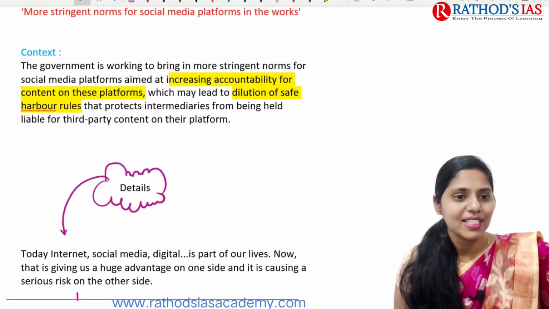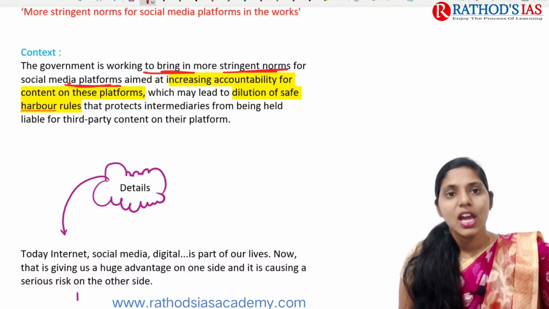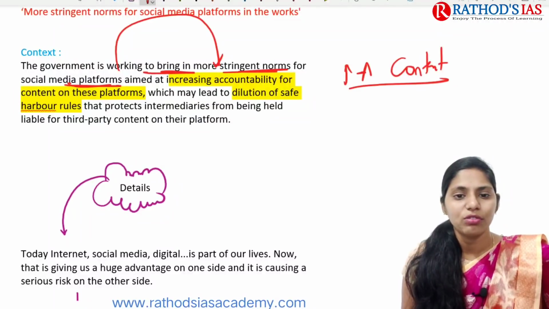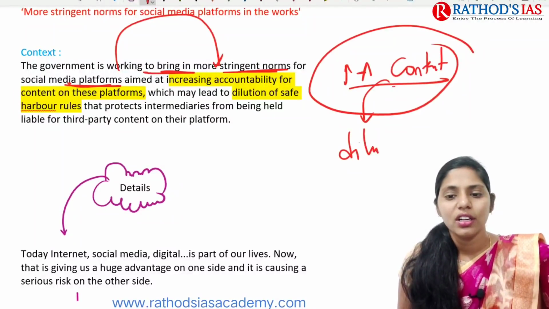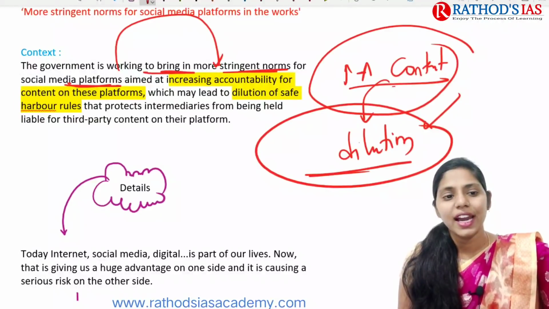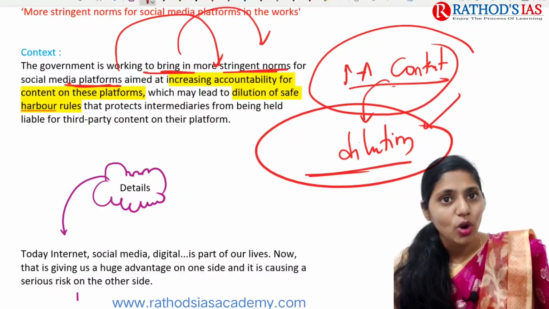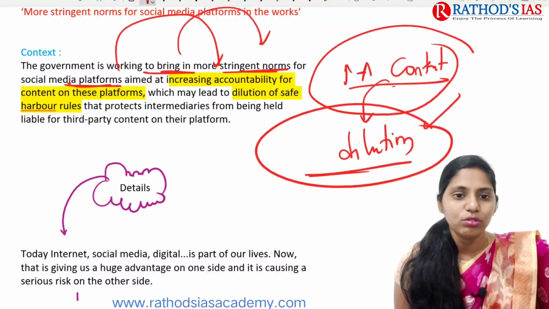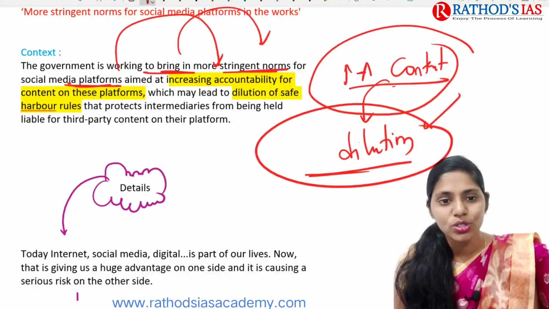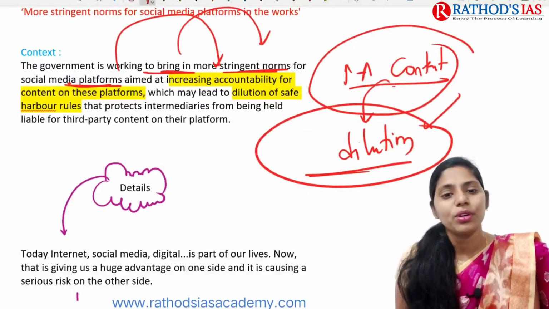If you see the context, it says that the government is working to bring in more stringent norms for social media platforms, aimed at increasing accountability for the content on these platforms, which may also lead to dilution of safe harbor rules that protect intermediaries from being held liable for third party content on their platform. So the government is trying to bring out strict norms for social media platforms, focusing especially on increasing accountability for the content, and it also helps to dilute safe harbor rules that protect the intermediaries.